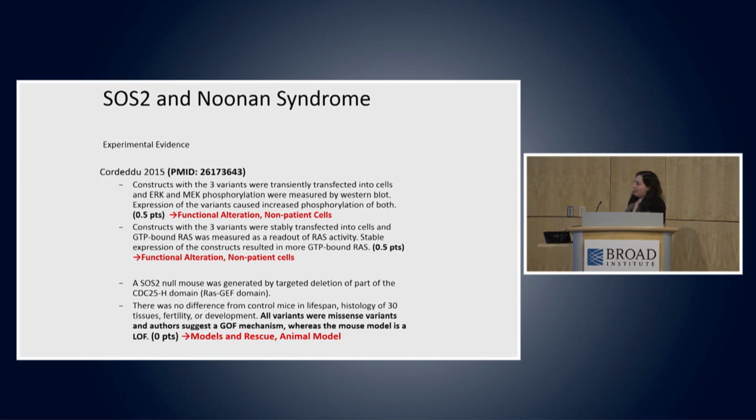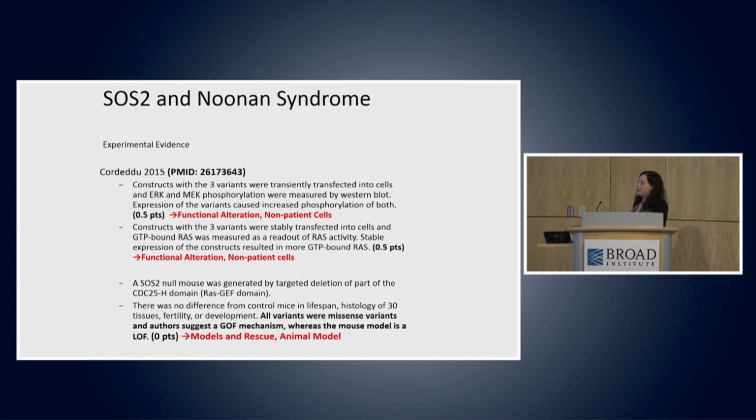And then they did another functional assay, and so they measured GTP-bound RAS as a readout of RAS activity. And this also suggested gain of function, so stable expression of the constructs resulted in more GTP-bound RAS. And this was also functional alteration non-patient cells, 0.5 point.